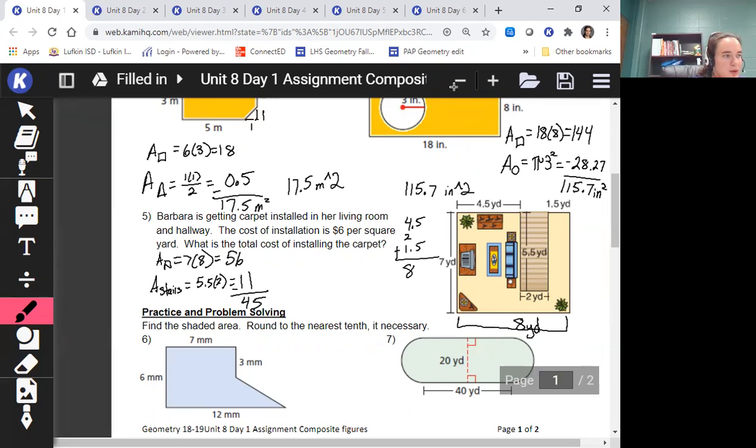And then that is our total number of square yards that we would need. But we need to multiply that by 6 to find our cost. So 6 times 45 is $270.